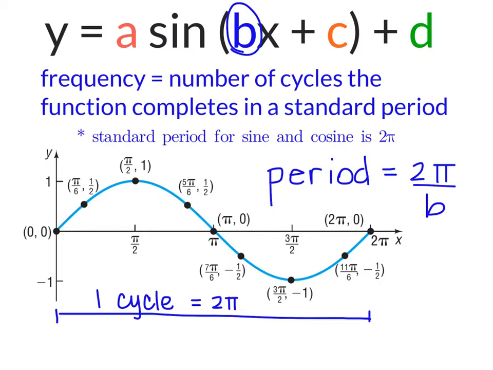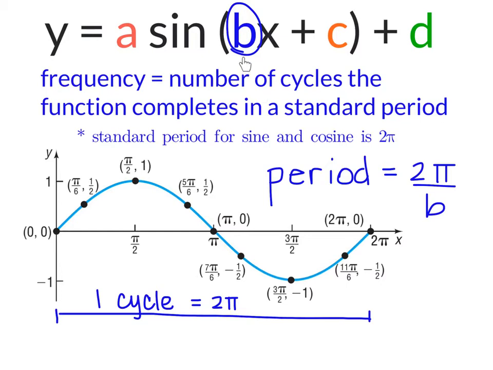So the next thing, that b value, is called frequency. So that is the number of cycles that function completes in a standard period. So a standard period of sine and cosine is 2 pi. So it has to go up, come back down, and then hit 2 pi. That's the typical cycle. Now, if that number changes to be something other than 1, that means it completes however much of a cycle in 2 pi.